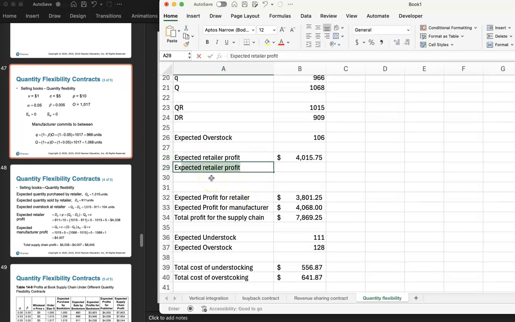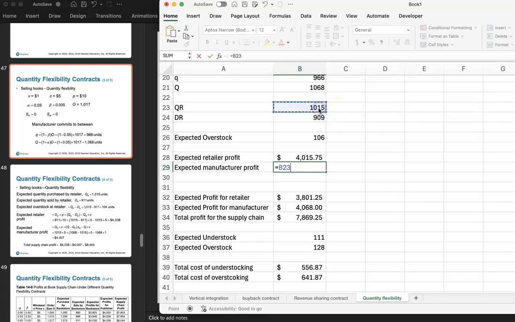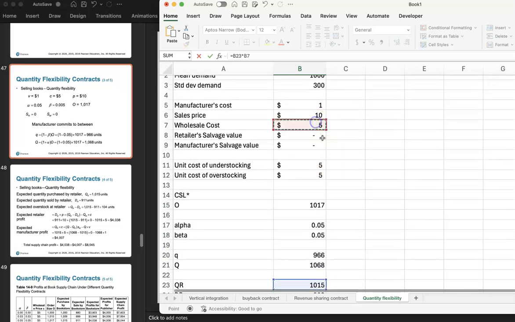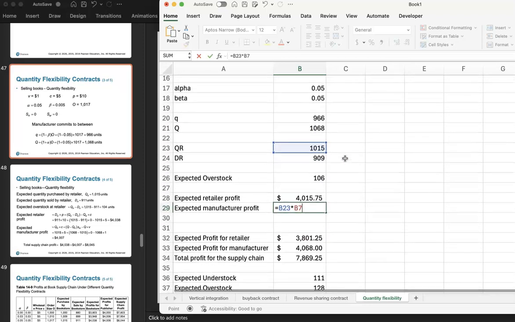All right. Now expected manufacturer profit. So the manufacturer is selling 1015 items to the retailer. There are no buybacks or anything here. That's how many items they're selling. They're selling it at $5 a piece. So that's how much revenue they make, right? For the manufacturer.